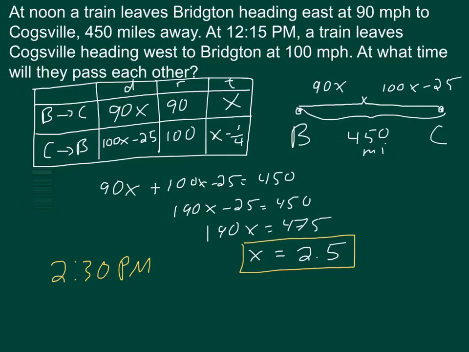That seems relatively reasonable. But in order to check it, just realize that the first train would have gone 90 times 2.5, which ends up being 225 miles for a total distance. And the other one is only going for 2¼ hours, because we're taking away the 15-minute head start the other train got. Multiplying that by 100, we actually also get 225 miles. So this is just a coincidence that these two end up being the same.